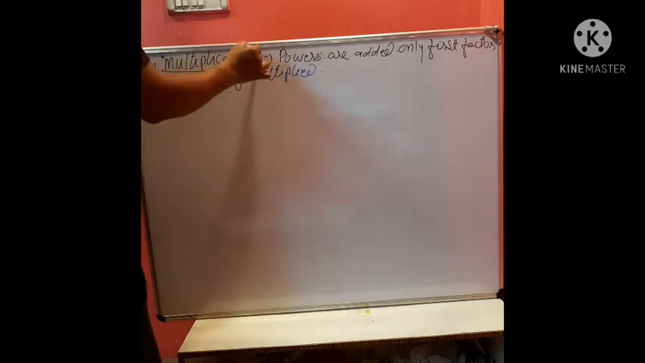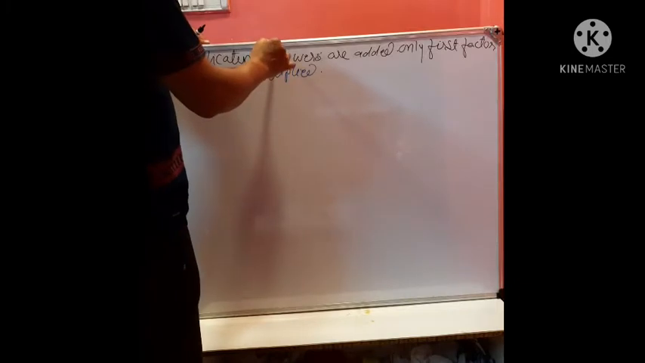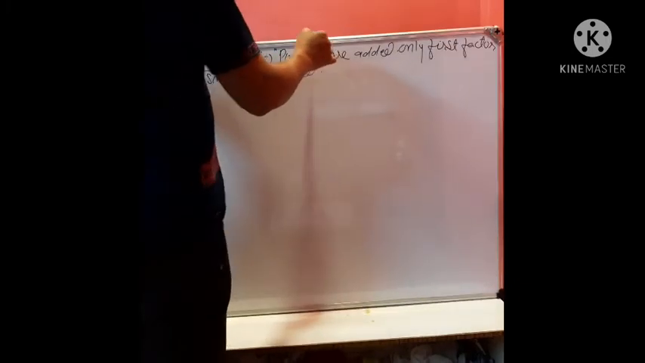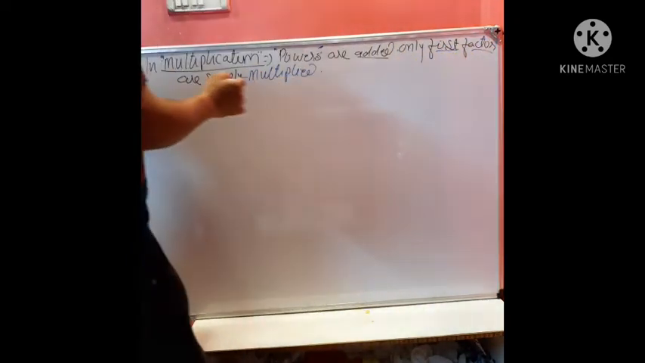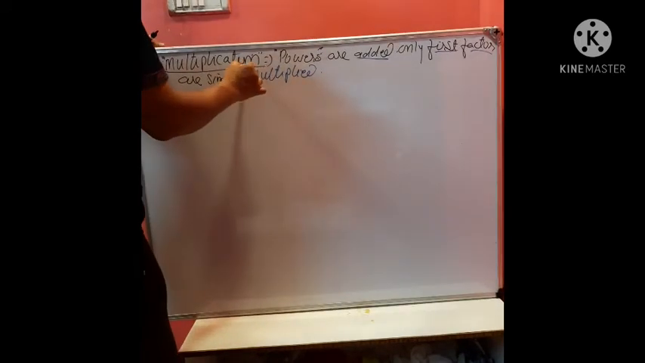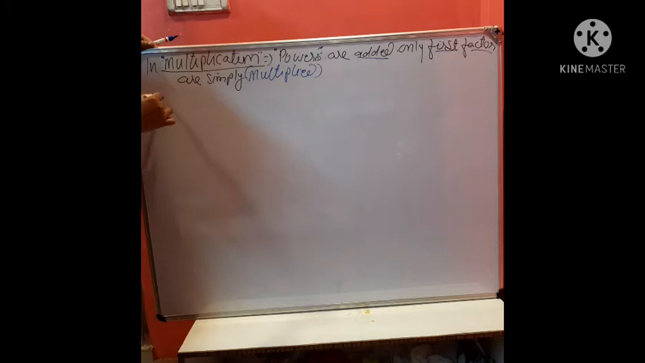Yes, student, next one, calculation involving multiplication. So first one, in the case of multiplication, the powers present in the given numbers are added, while the first factors are simply multiplied. Okay, let's take an example.